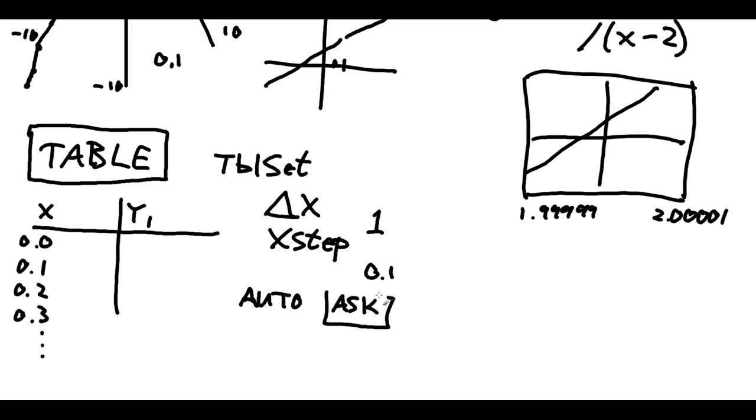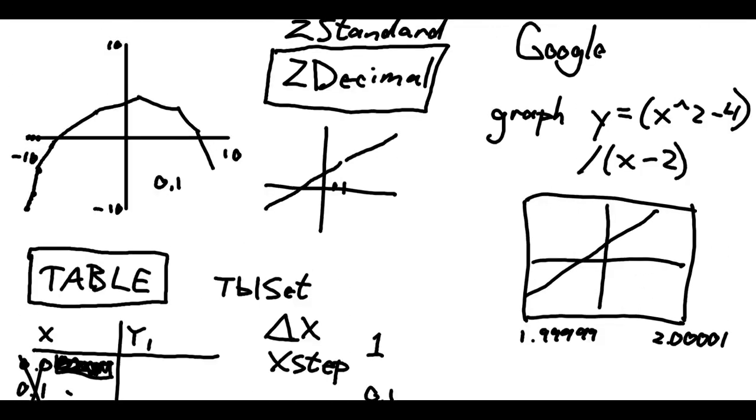But if you switch it over to ask, then when you go into the table, you see none of this, you just see a blank. You can use arrow keys as necessary to move around. This first cell is probably highlighted. And what you do is you just type an x value and hit enter, and it gives you the corresponding y value and moves the cursor down to the next line. So you might see where I'm going with this.